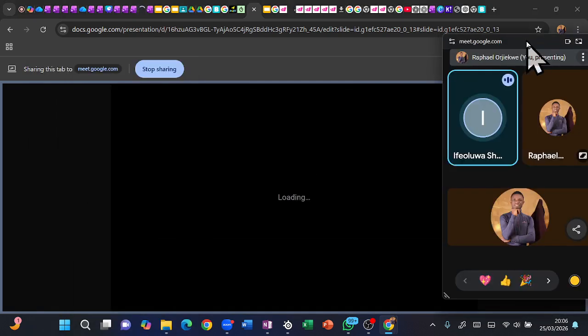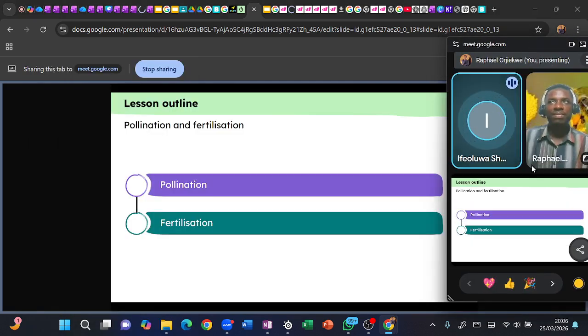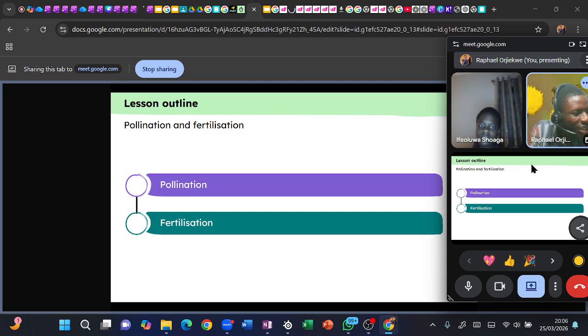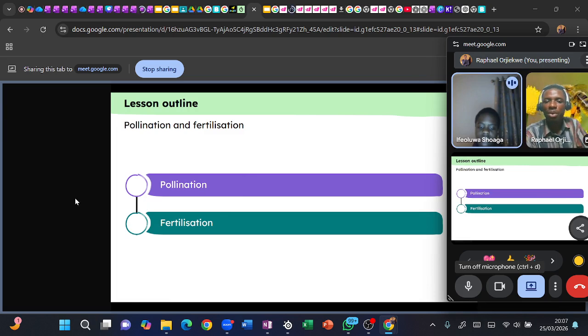That pollination is the transfer of pollen from a male anther to a female stigma. From a male what? From male anther to a female stigma. Oh, that means you fully understood the topic. That's great. That is exactly what it is.